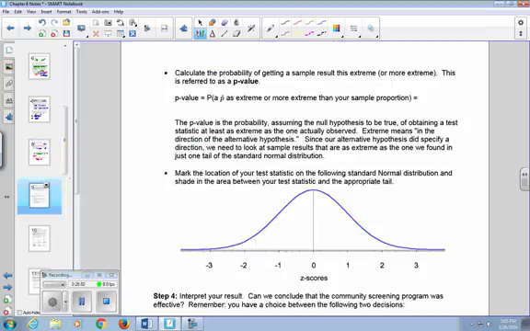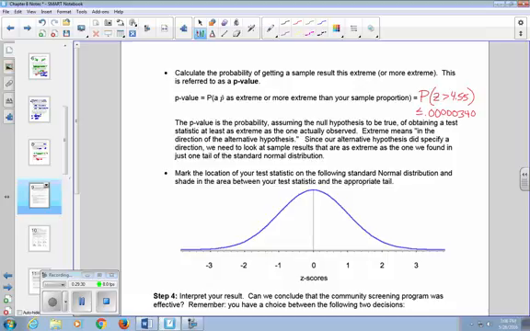Next step, calculate the probability of getting a sample result this extreme or more extreme. Again, this is referred to as a p-value. In this case, our p-value is the probability of getting a p hat as extreme or more extreme than our sample proportion. So we need to find the probability of getting a z-score greater than 4.55. From our charts, it's off the chart, but we'll take the closest one there. It's 0.00, and 1, 2, 3, 4, 5, there are 5 zeros there. So a very, very tiny p-value.